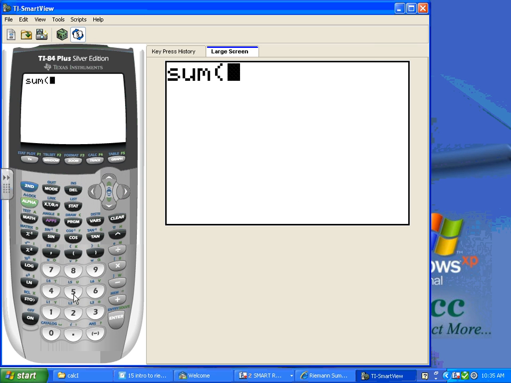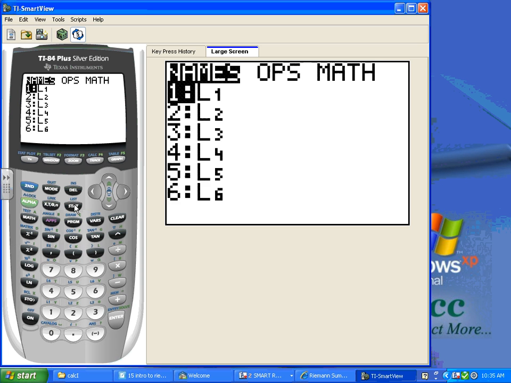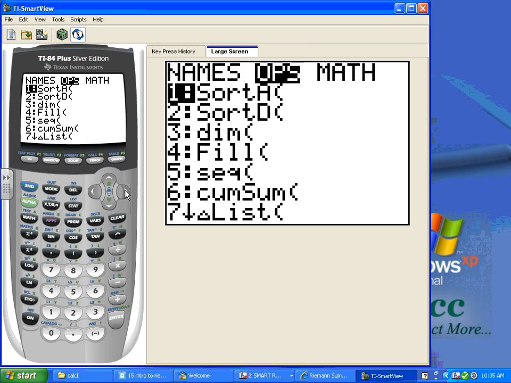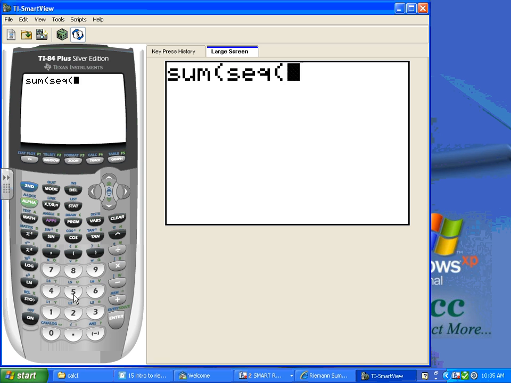Okay, where are we going to find the sequence command? Again, go back, second stat. Go under operations. Sequence is number 5 in there. So I went to second stat, which opens the list menu. Under math, I had sum. Under ops, I had sequence.